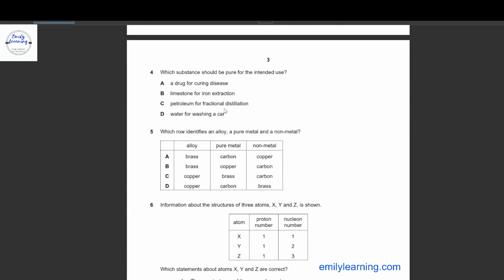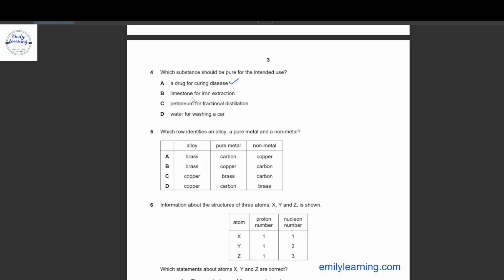Moving on to question 4, which substance should be pure for the intended use? When we are looking at pure substances, we will want a drug. A drug for curing a disease must be pure. If there are impurities, it might result in side effects and even death.